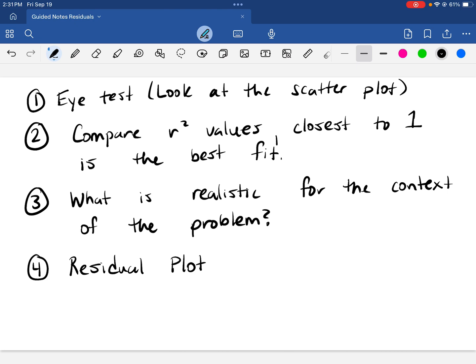So that's your checklist for when you're trying to decide what is the best type of function for that set of data. This is your list to go through.